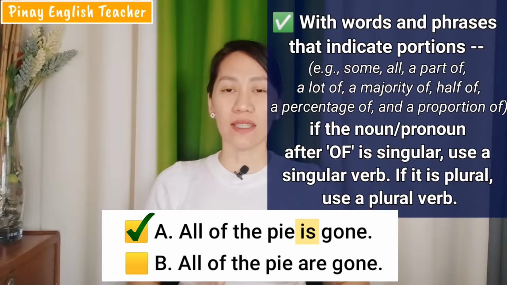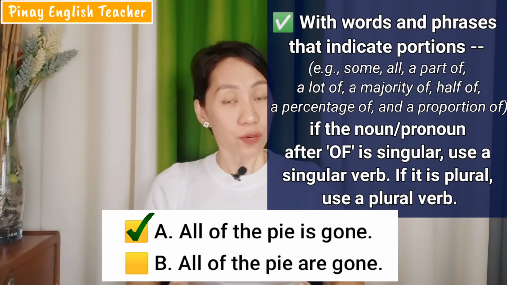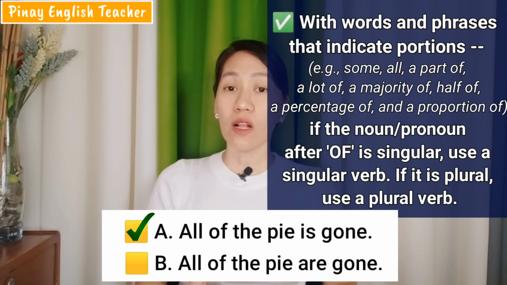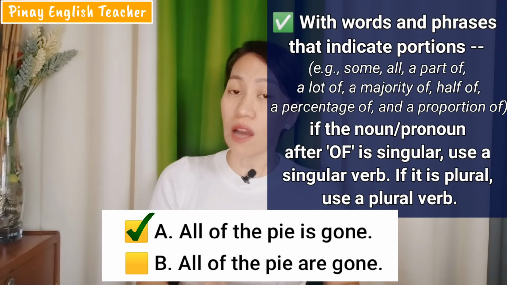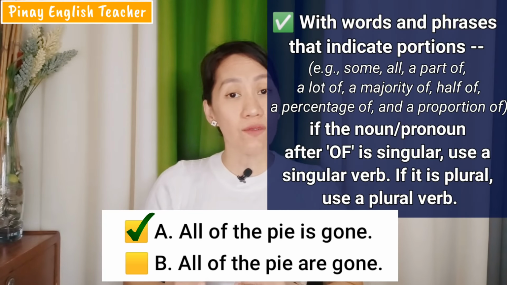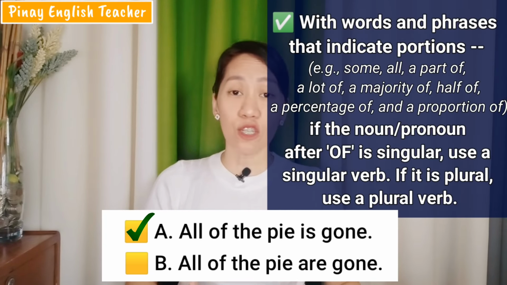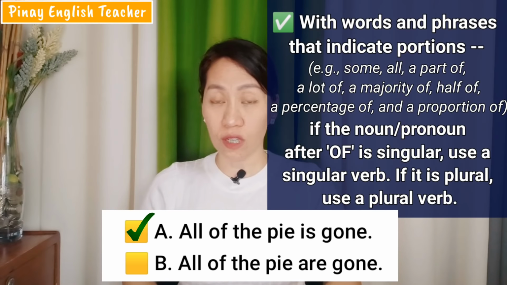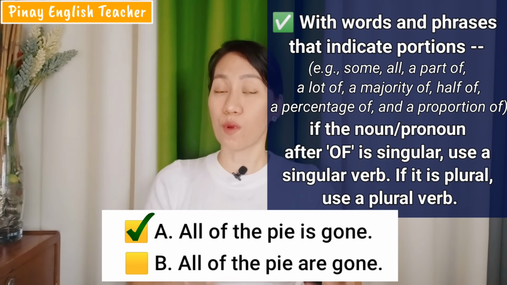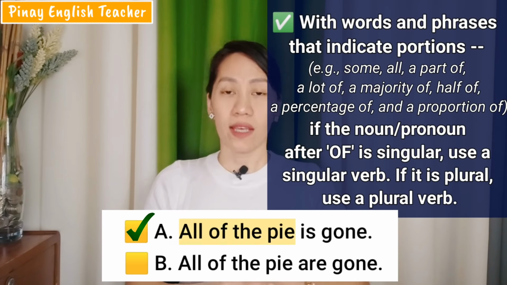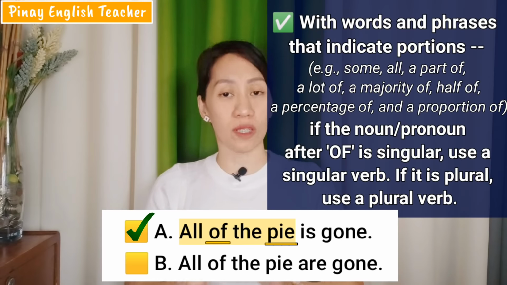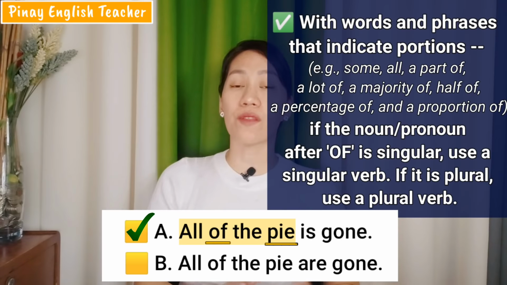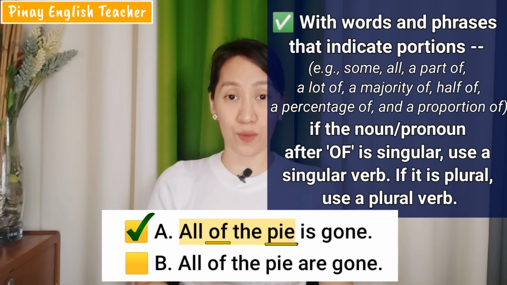With words and phrases that indicate portions, for example, some, all, a part of, a lot of, a majority of, half of, a percentage of, or a proportion of, if the noun or the pronoun after of is singular, then your verb should be singular. If it's plural, then of course, your verb should be plural too.